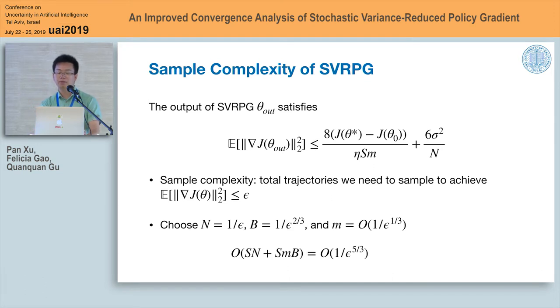And then this will reduce the total sample complexity. For example, here we can choose the batch size B equal to 1 over epsilon to the power of 2 divided by 3, and the epoch length equal to 1 over epsilon to the power of 1/3. And the total sample complexity is the amount of trajectories we sample in the outer loop and in the inner loop, which is calculated as 1 over epsilon to the power of 5 divided by 3.